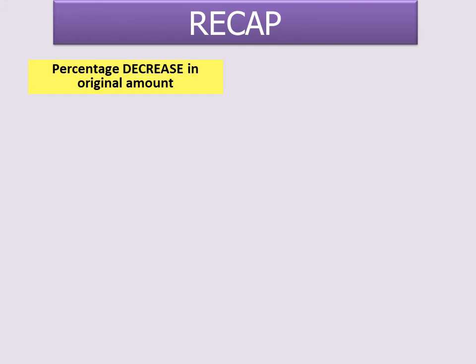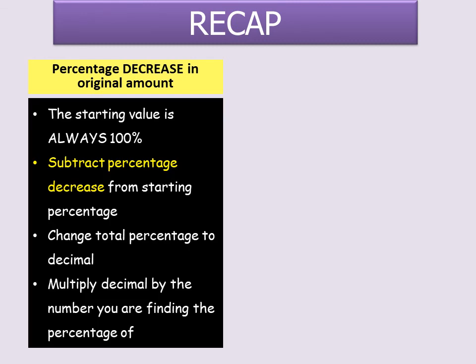Let's do a quick recap. So a percentage can decrease the original amount. When we're working with percentages to decrease an amount, we always start with 100%. Then the percentage decrease that is given in the question, we subtract that from the starting percentage. Then we change the total percentage to a decimal and multiply the decimal by the amount.